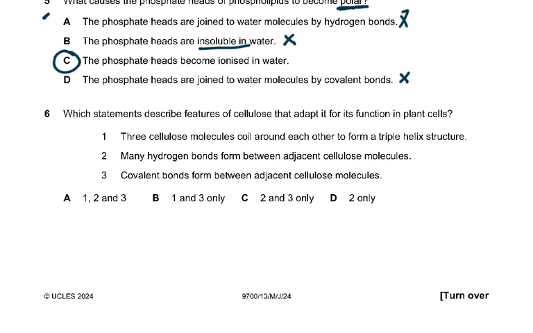Then coming to question number 6. Which statement describes the features of cellulose that are adapted for functions in the plant cell? Cellulose makes up the cell wall. Three cellulose molecules coil around each other to form a triple helix structure. That's wrong. Many hydrogen bonds form between adjacent molecules. Yes, that's correct. Covalent bonds form between adjacent cellulose molecules. No, that's wrong. So the answer to question number 6 is D, 2 only.